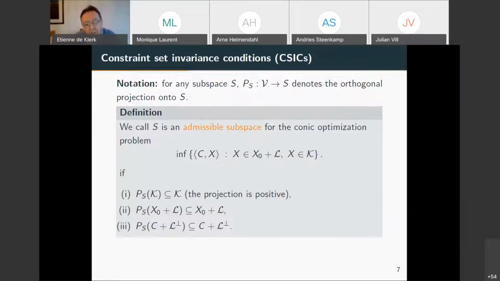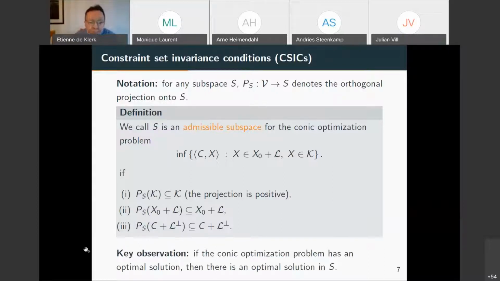So the point is, if we have a subspace S and we have these properties of the orthogonal projection onto S, then we are guaranteed that we can restrict the optimization to S. Here it is in words. Formally, if the conic optimization problem has an optimal solution, then there is an optimal solution in S. This just means that we can restrict X to the hopefully low dimensional subspace S, and that can cut down on computation.